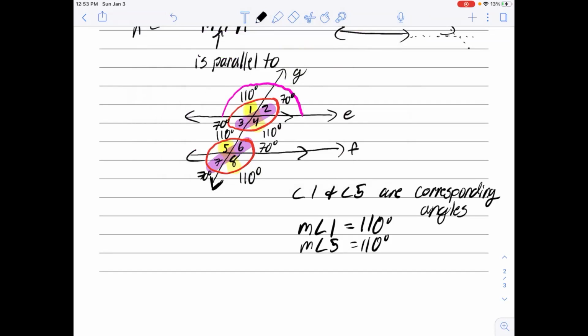So what's really valuable here is that if I know one angle, I can find all of the other angles. So there's going to be a bunch of chances for you to practice this in this folder. I know it's a little bit complicated and confusing, but we're going to be practicing this a bunch. Please let me know if you have any questions.